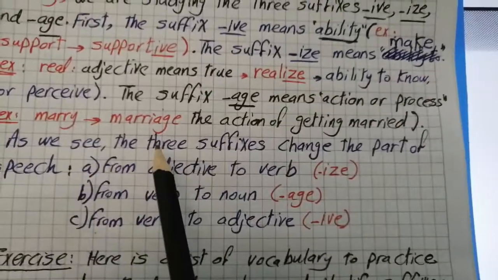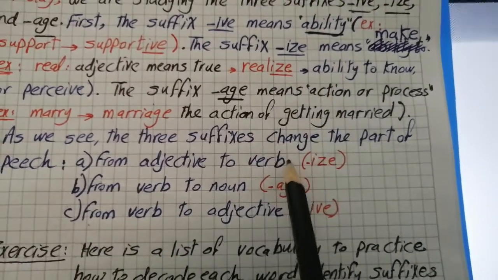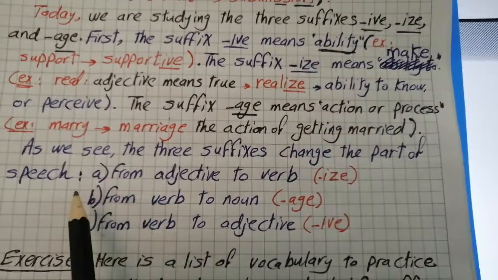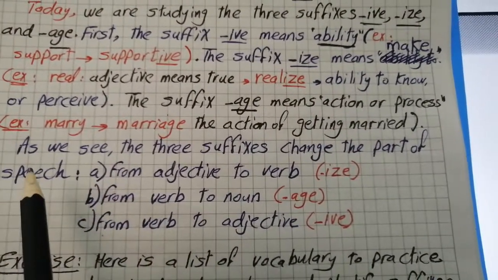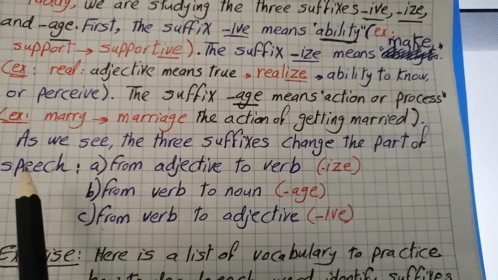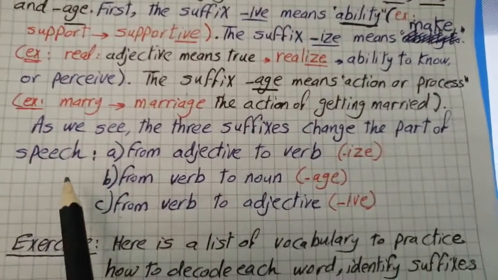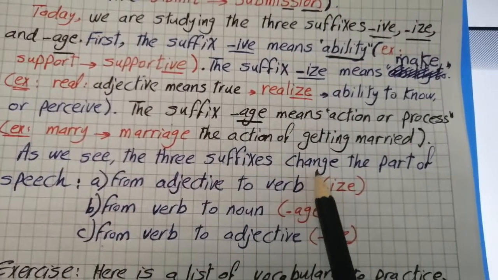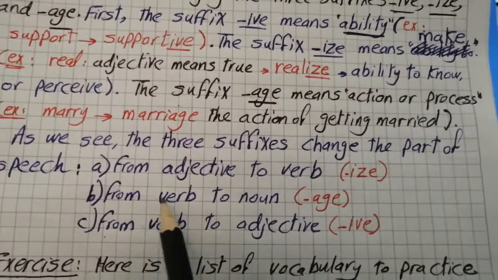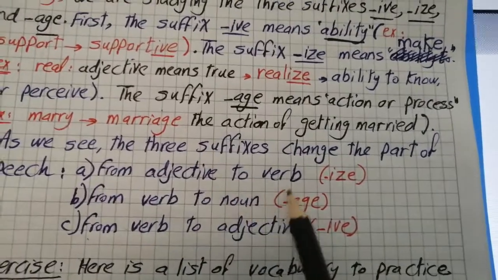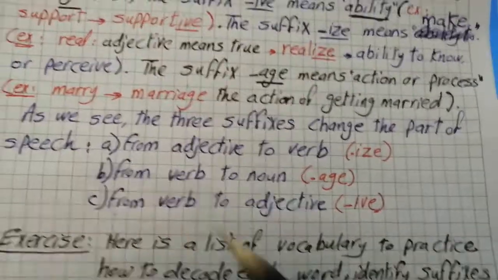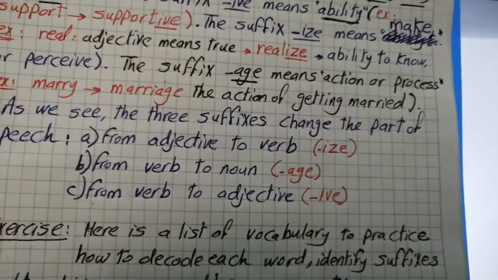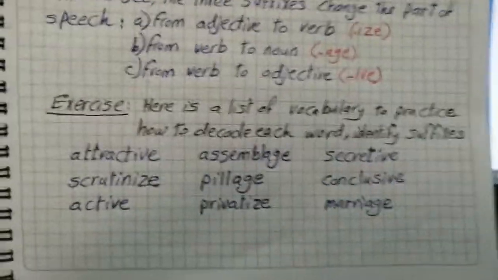As you can see, this is the way we add the suffix to the base words. The three suffixes change the part of speech; they have a great effect when they are added. For example, from an adjective to a verb when I add IZE, from a verb to a noun when I add AGE, and from a verb to an adjective when I add IVE.